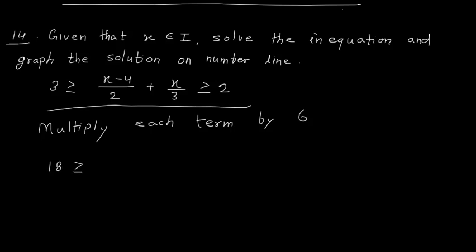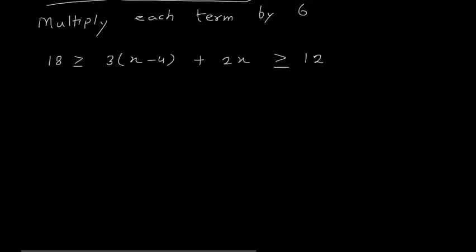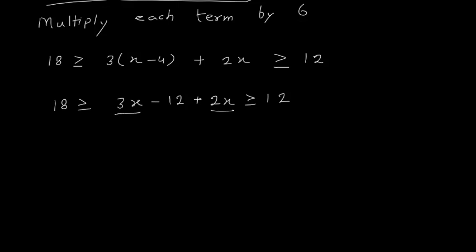Now when we multiply each term by 6, we get 3 sixes are 18. 18 is greater than or equal to, when I multiply this by 6, here I will get 3 times (x minus 4) plus, here it is 2x, and this is greater than or equal to 2 into 6. So 2 into 6 is 12. So this will give us 18 greater than or equal to 3x, here I open the bracket, 3x minus 3 fours are 12 plus 2x, and this is greater than or equal to 12. Now 3x plus 2x is 5x. So here 18 is greater than or equal to 5x minus 12, and this is greater than or equal to 12.